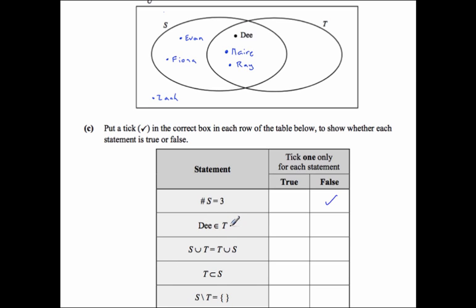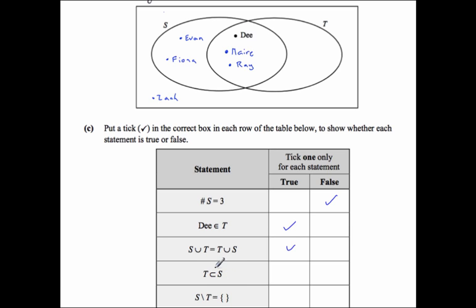The second statement says D is an element of the set T, which means that D is on Twitter, and that is true. There's D, she's inside the Twitter Venn diagram. The next statement says S union T is equal to T union S. So anything that's in S or T or both is also in T or S or both. And that is true, because all of these things here are inside T or S or both. S union T is the same as T union S. They are commutative.